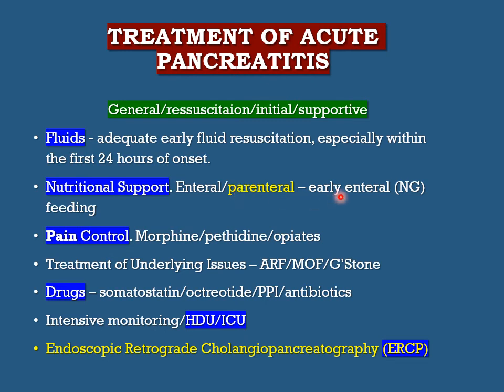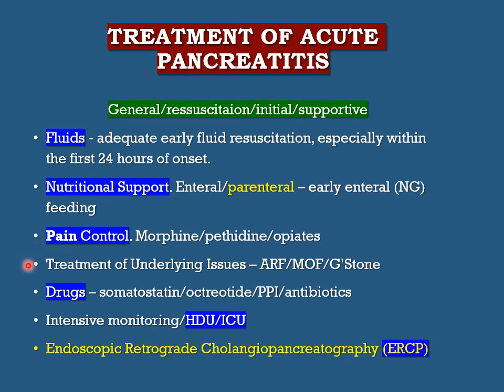Early enteral feeding via nasogastric tube should be encouraged. Thirdly, pain control. Since pain is a very serious accompaniment of this condition, adequate control of the pain must be undertaken. Usually, these patients will need opiates like morphine and pethidine, IV infusions to control the pain.